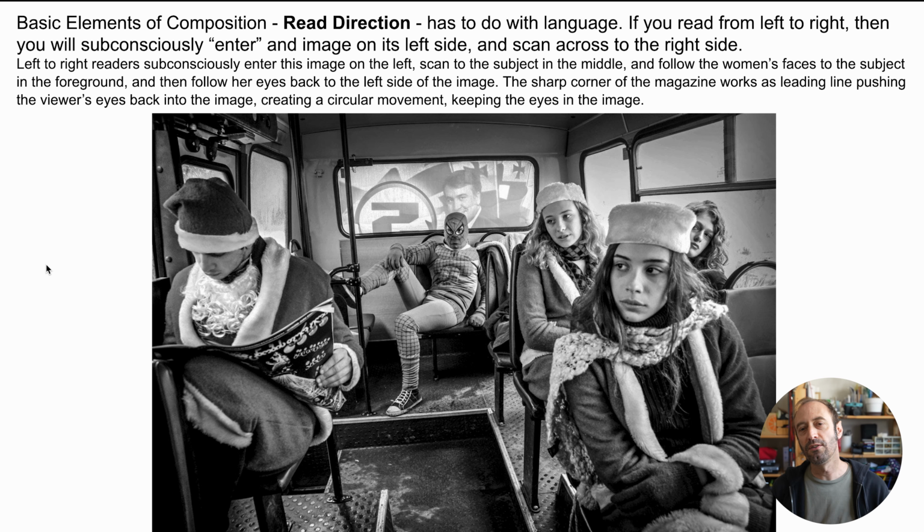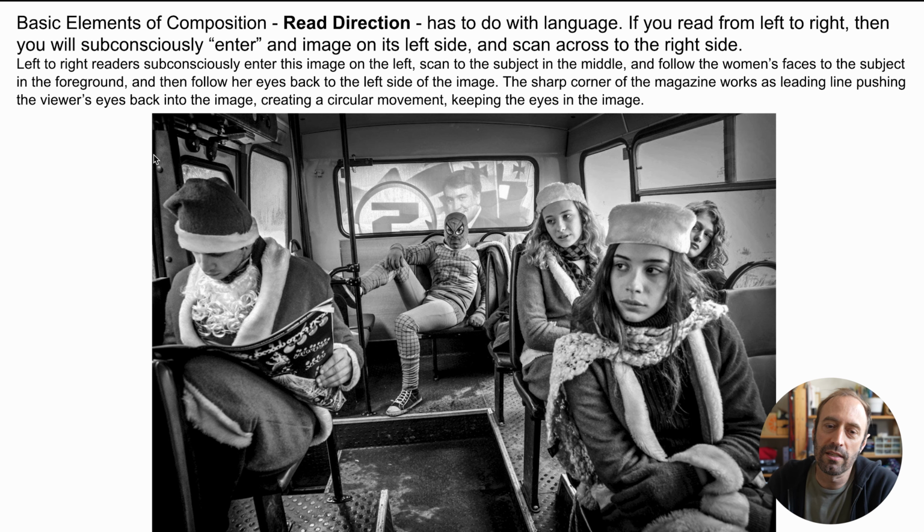Read direction. This has to do with language and the read direction of the very first language you learned to read. So if you learn to read from left to right, like in English, then you will subconsciously enter an image on the left-hand side and pan across that image until you get to the right-hand side. If you learn to read in a language that goes the other direction, then you'll enter the frame on the other side and move across. And so it's a really powerful tool to direct a viewer's eye through a frame.